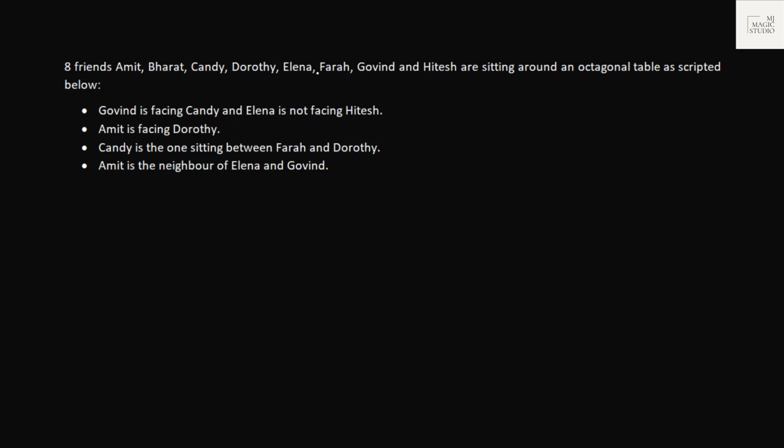8 friends A, B, C, D, E, F, G, H are sitting around an octagonal table, meaning 8 sides. 1, 2, 3, 4, 5, 6, 7, 8. Let them be sitting at these 8 points. These are opposite to each other. Since nothing is given about whether they are facing inside or outside, on a basic assumption we always take that they are facing inside, towards the center.